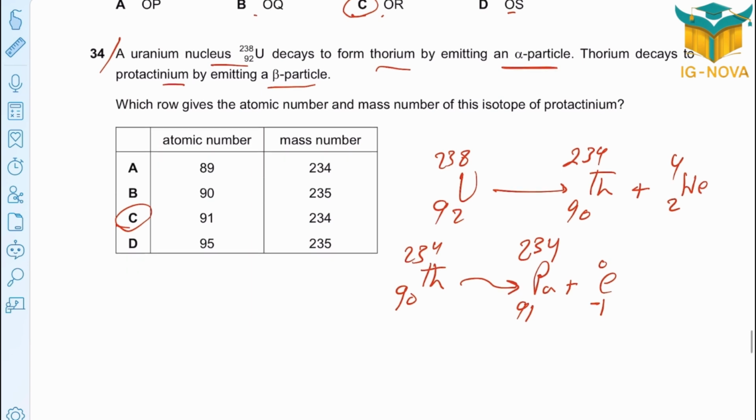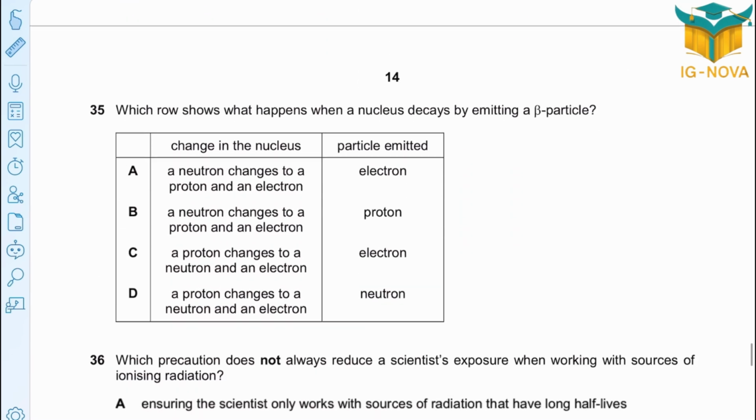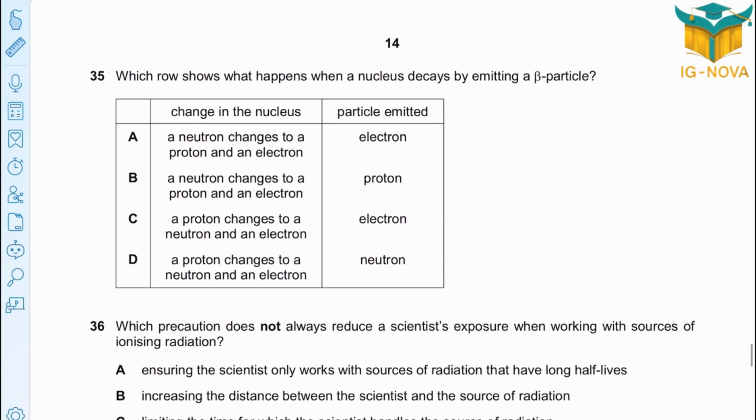Easy. It's not easy, but you need to be careful with that. Question 35. Which row shows what happens when the nucleus decays by emitting a beta particle?